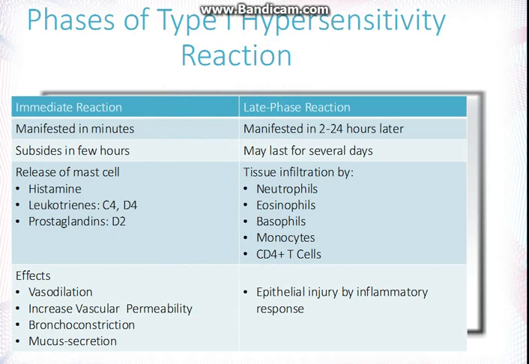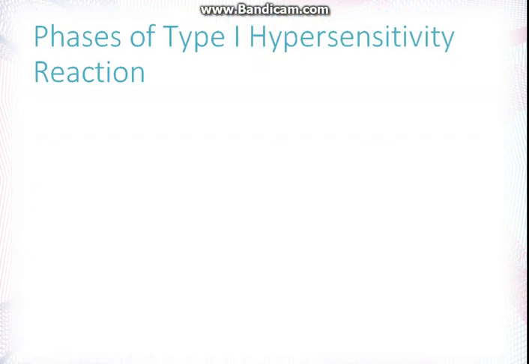Okay, now going to the late reaction phase. Now this is manifested 2 to 24 hours later and can last for several days. The tissue is infiltrated here by inflammatory cells, mainly eosinophils, neutrophils, basophils, monocytes, and T lymphocytes. Here, the important cell to remember is eosinophils. And these cells now cause epithelial injury. In the late phase reaction, the main feature will be the epithelial injury.